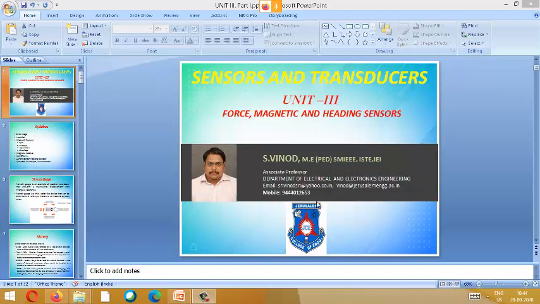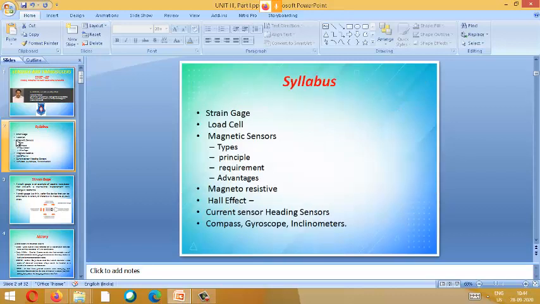Yes, sir. Now unit number 3 we are starting today. In this unit we are going to see about strain gauge, then load cell, then magnetic sensors. There are different types of magnetic sensors, then magneto-resistive type, then Hall effect sensors, then we will see about current sensor, then compass and gyroscope. So this entire unit deals with some type of magnetic and resistive type.